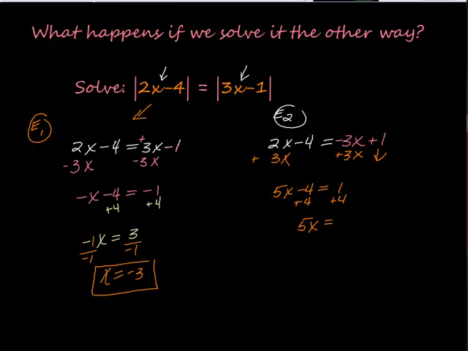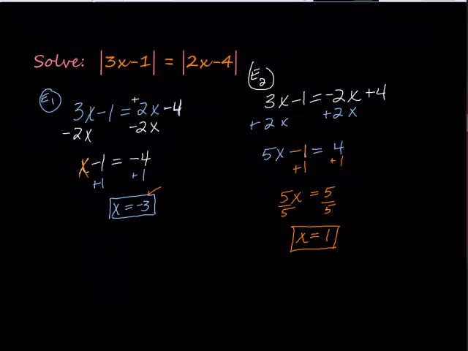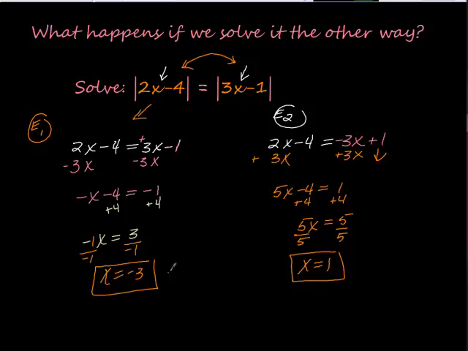So you never have to worry about which side you drop or which side you make the opposite of. It doesn't matter. So 5x is 5. This looks familiar, doesn't it? Divide by 5, divide by 5, x equals 1. So we did it reflexively. That is to say, we switched the order from this one to this one, and we still got the same answer. I hope this is helpful.